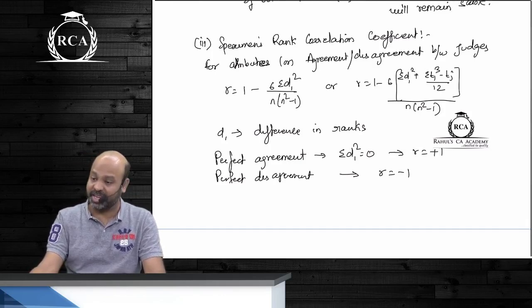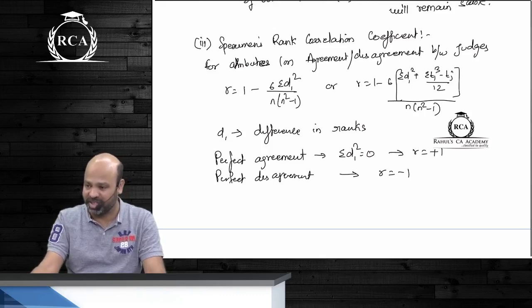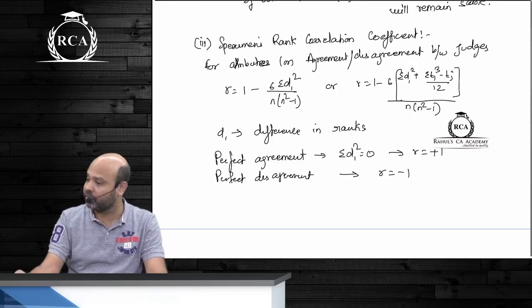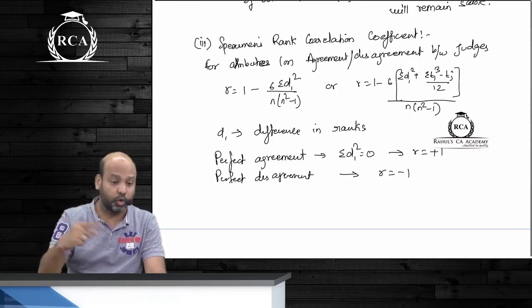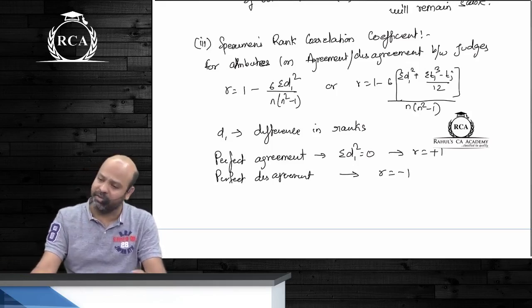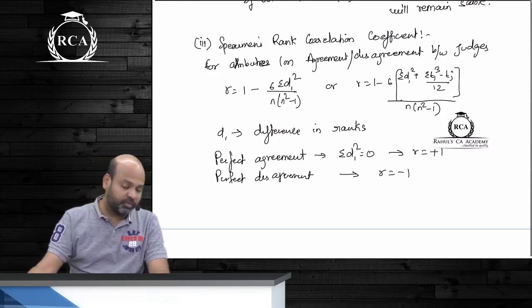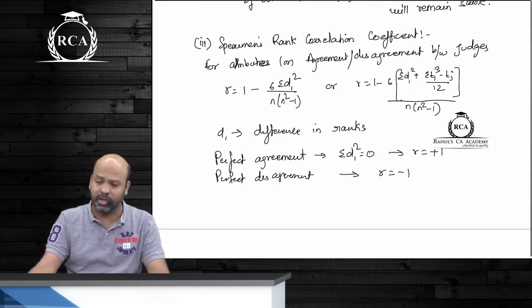That is the first change. The second change is in the formula. Apart from writing 1 minus 6 times summation Di square, you will also have to add summation tj cube minus tj divided by 12. Here tj is the number of observations in which there is a tie. If there's a tie in 3 observations once, then a tie in 2 observations, and then another tie in 2 observations, it will become 3 cube minus 3 by 12, 2 cube minus 2 by 12, 2 cube minus 2 by 12. Every time there's a tie, tj cube minus tj by 12 will come. Are we clear, guys? Even based on this method, the value of r will always lie between minus 1 and plus 1, both the limits included.